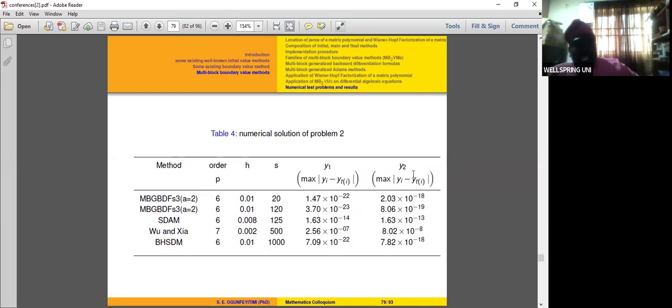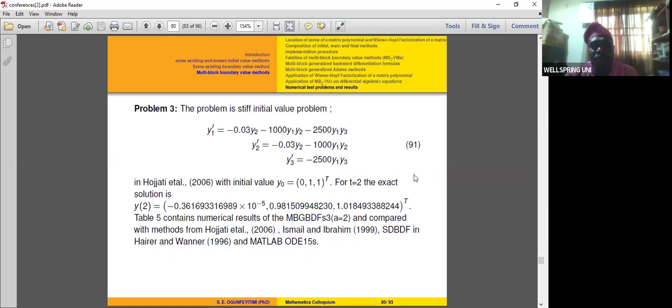And we observe that the method performs better than even without shifting. And we compare it with the method of Jato, we compare it with the method of Wu and Sia and the block hybrid SDM. And we observe that the method performs better. For the case of A equals to 2, when we shifted the dimension, it performs better than others. Then we also apply it on problem 3, which is taken from Ojati et al. 2006.